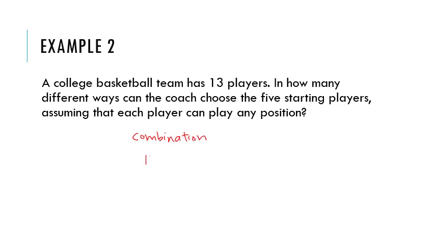And we have 13 players and we're going to choose 5. Okay, so you can use your calculator here and do nCr 13, 5. Okay, and that is 1287. So another way that you might see this written is C(13,5). It means the same thing, okay? All right.